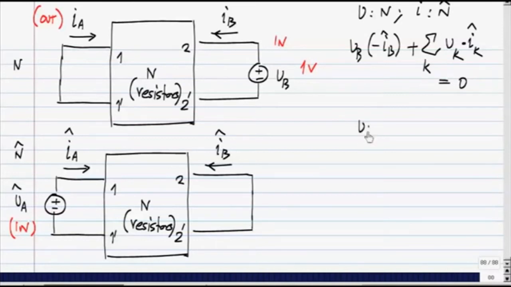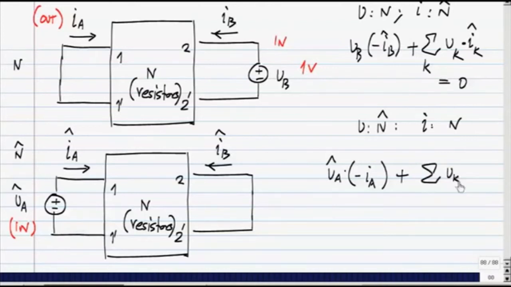Next, I will take the voltages from N hat and the currents from N. What will I get? What is the first term? VA hat times minus IA, because of the way we have defined the currents, plus the summation of Vk hat Ik over all branches equals 0.